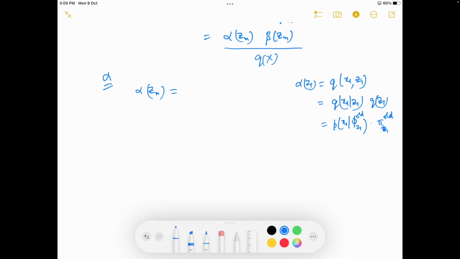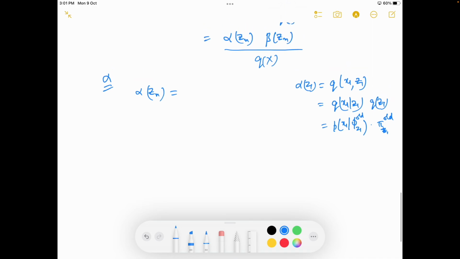Now how do we compute alpha Z2? Alpha Z2 will be a little complicated. You will have x1, x2, z2. So what we do is we can define it iteratively, which means I can compute my alpha Z2 from alpha Z1. Then I can compute my alpha Z3 from alpha Z2. Just iteratively. Let's see how we do it. So alpha Zn is Q of x1 to xn, Zn. I want to express alpha Zn in terms of alpha Zn minus 1. What do I need? I need xn minus 1 and Zn minus 1. I have xn minus 1 somewhere here, but I don't have Zn minus 1. How do I introduce Zn minus 1?